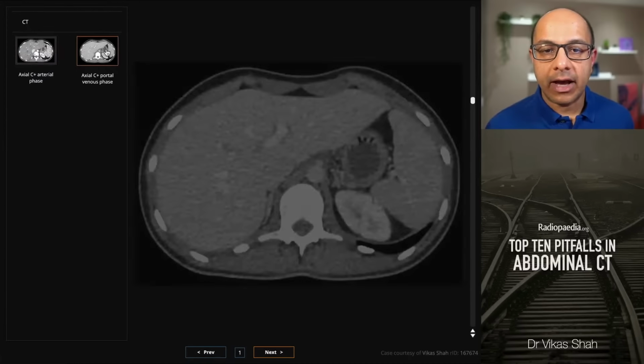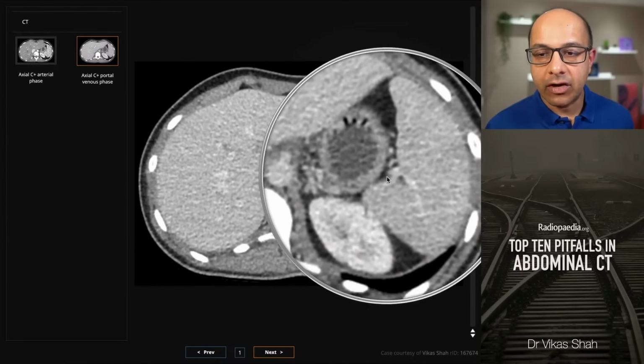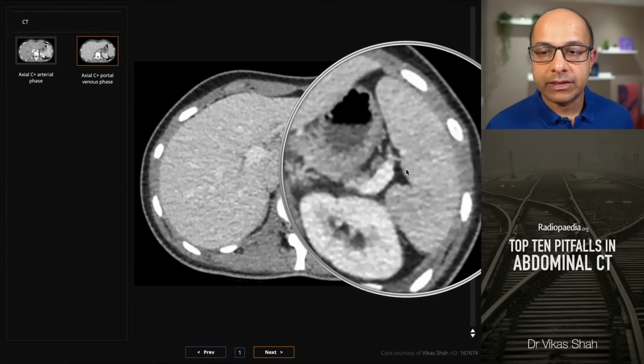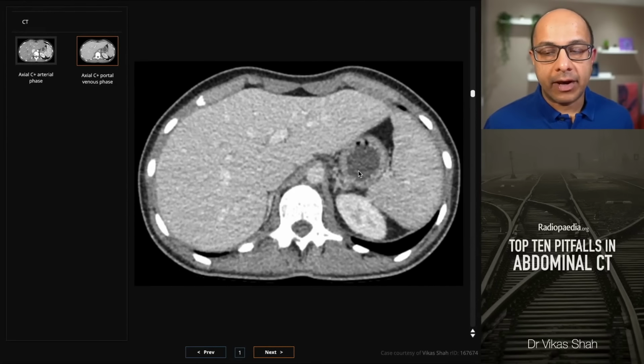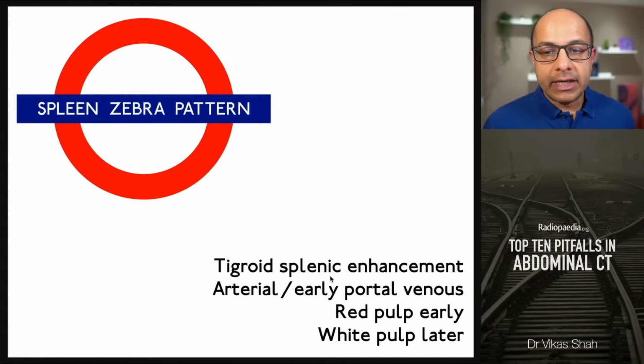But if we go to the portal venous phase, then we can see that there is a nice uniform pattern of enhancement of the spleen. So this is because of the makeup of the spleen and its constituents, red and white pulp. The red pulp enhances earlier than the white pulp because of greater blood flow, and so on arterial or early portovenous phase studies, you'll see that the red pulp will be hyperdense, and the white pulp is hypodense, but this all becomes uniform later on. And this pattern is sometimes also known as tigroid splenic enhancement because of the stripes on a tiger.